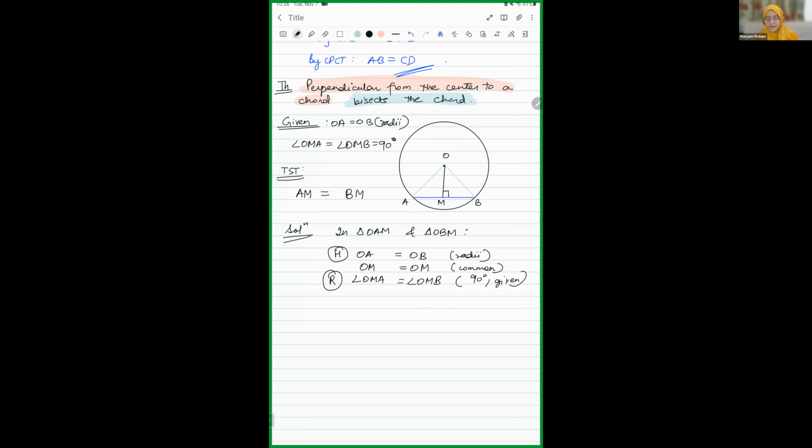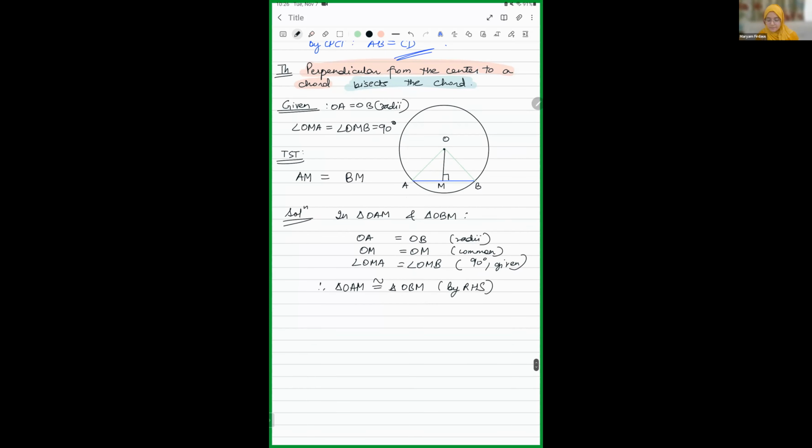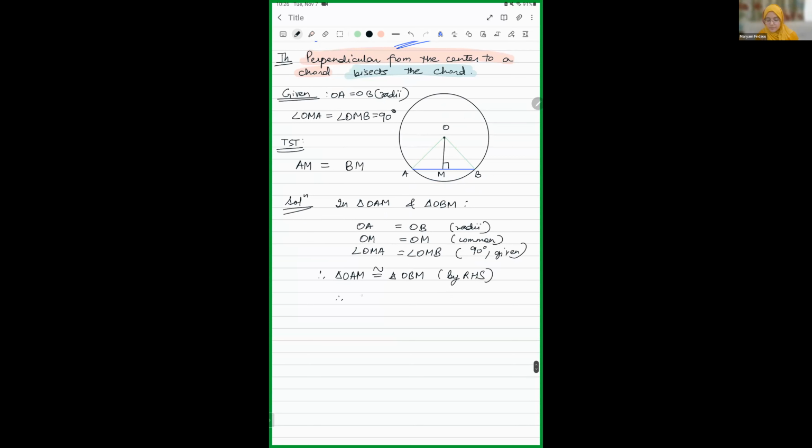And side. Which side have we taken? We have taken OM is equal to OM, common. So this is RHS. Therefore, triangle OAM, please write this quickly now, by RHS. Therefore, AM is equal to BM by CPCT.